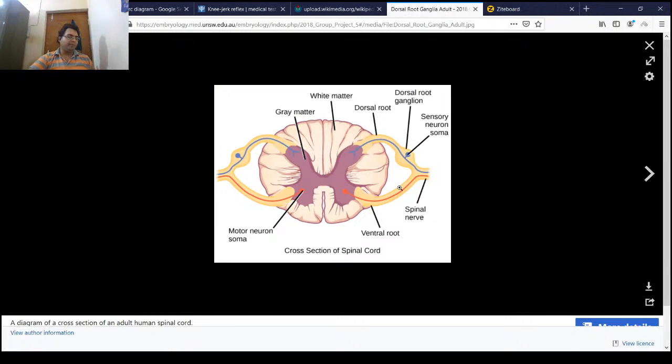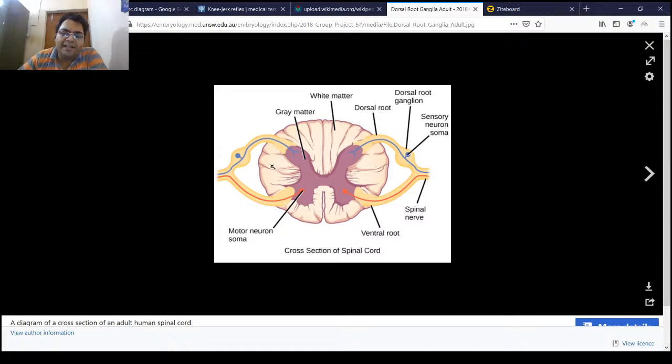Very basic anatomy is asked in class 11th, not that deep anatomy. Simplest anatomy is, this is the gray matter, this is the white matter, number one. Dorsal root, ventral root we know. Then dorsal root ganglion outside, ventral root ganglia, sorry, ventral nuclei will be inside. Okay, that is fine.